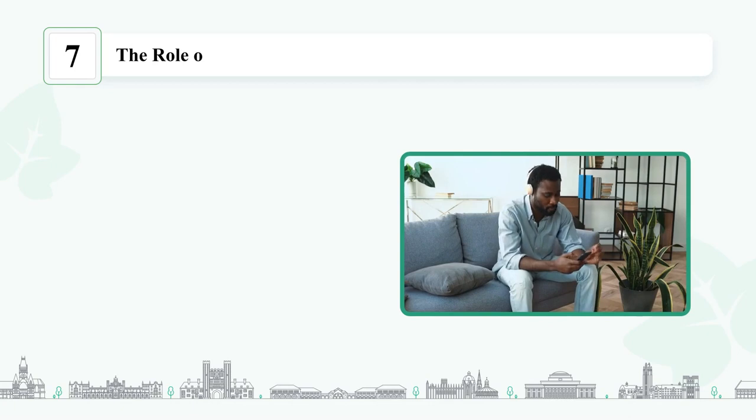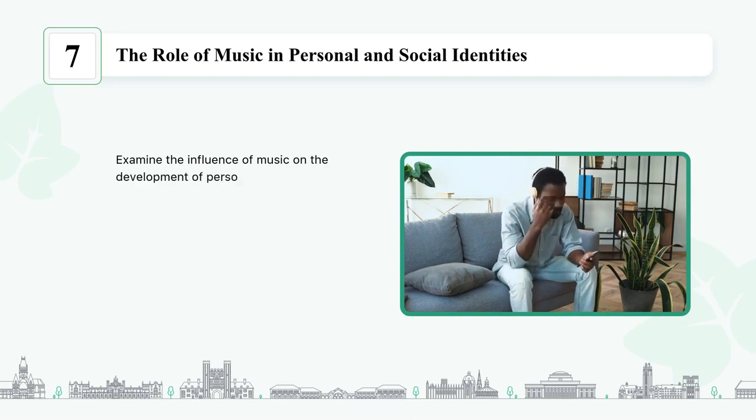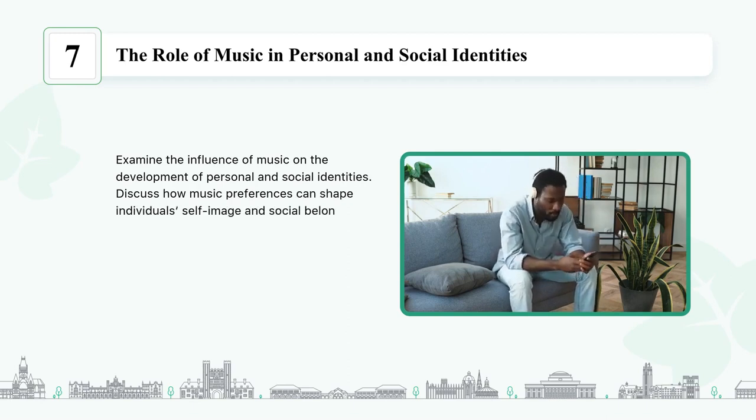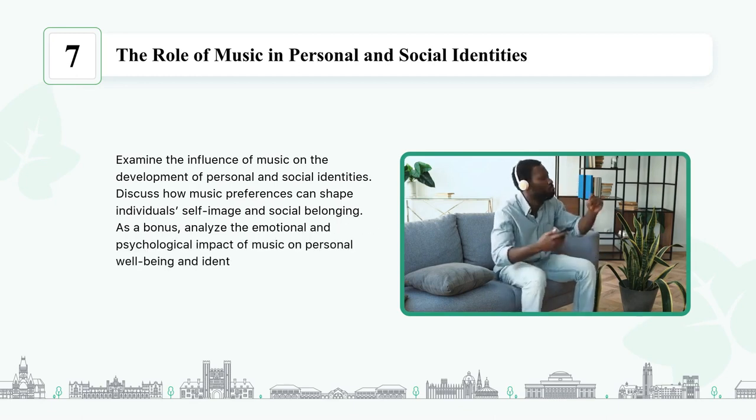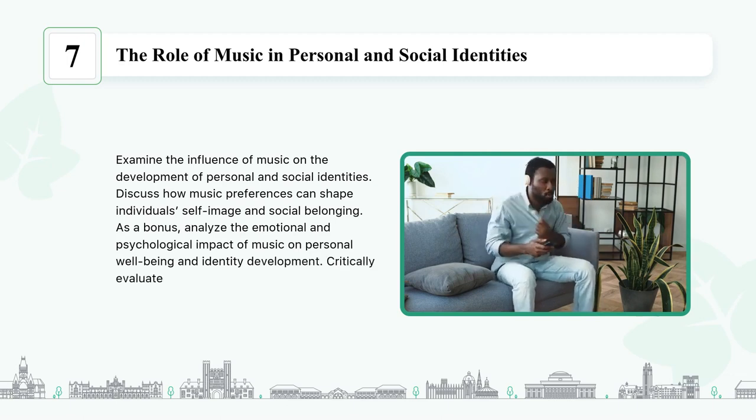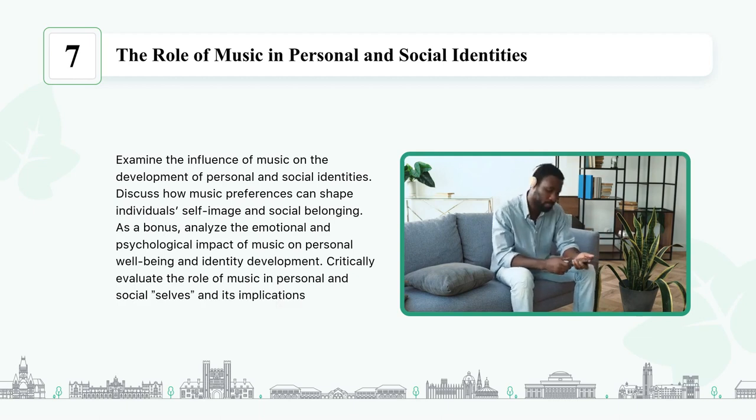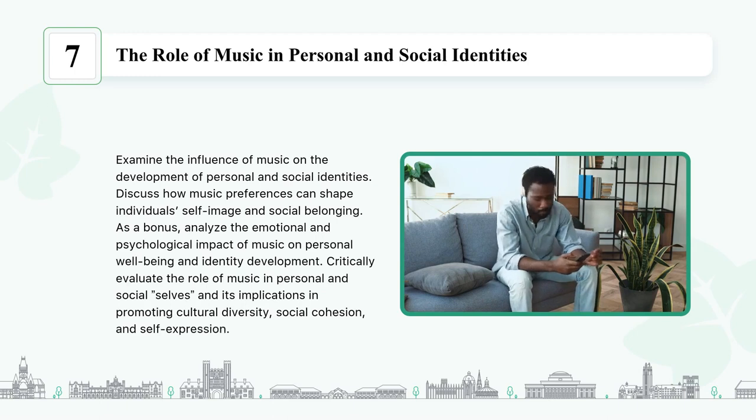The role of music in personal and social identities. Examine the influence of music on the development of personal and social identities. Discuss how music preferences can shape individuals' self-image and social belonging. As a bonus, analyze the emotional and psychological impact of music on personal well-being and identity development. Critically evaluate the role of music in personal and social selves and its implications in promoting cultural diversity, social cohesion, and self-expression.